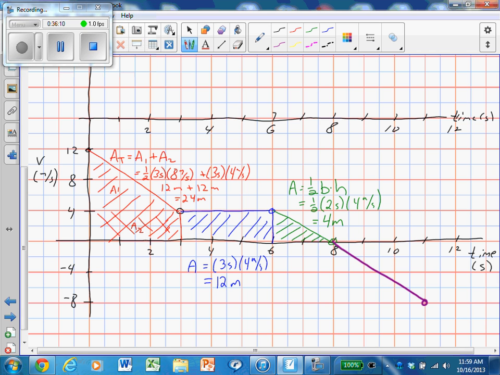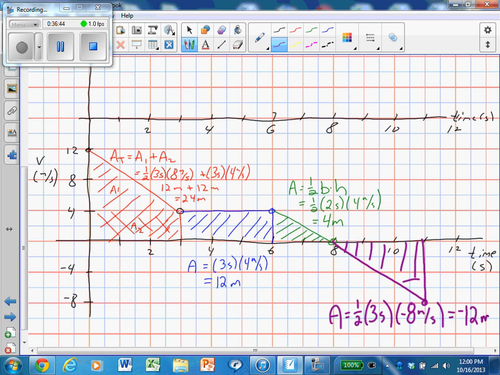Everybody following what I'm doing? Right, just calculating areas. And then the purple zone is 1/2 the base, which is 3 seconds, but the height here is negative 8 meters per second, which gives us minus 12 meters.